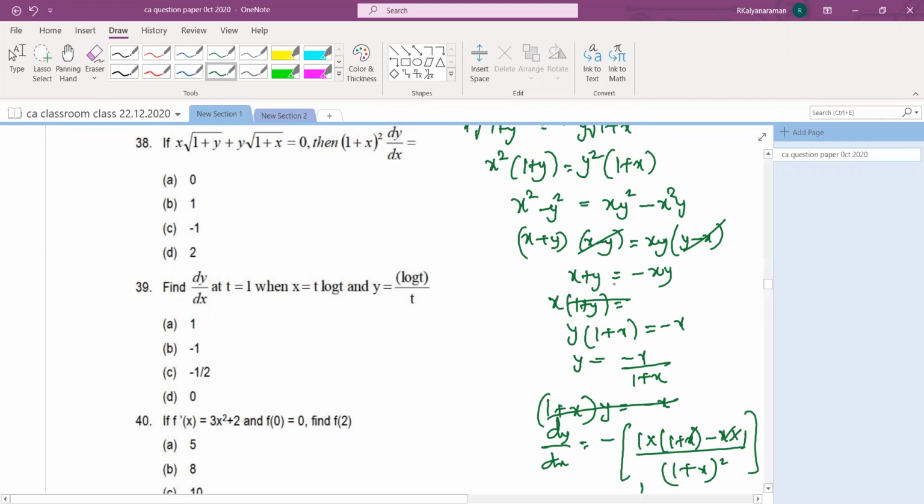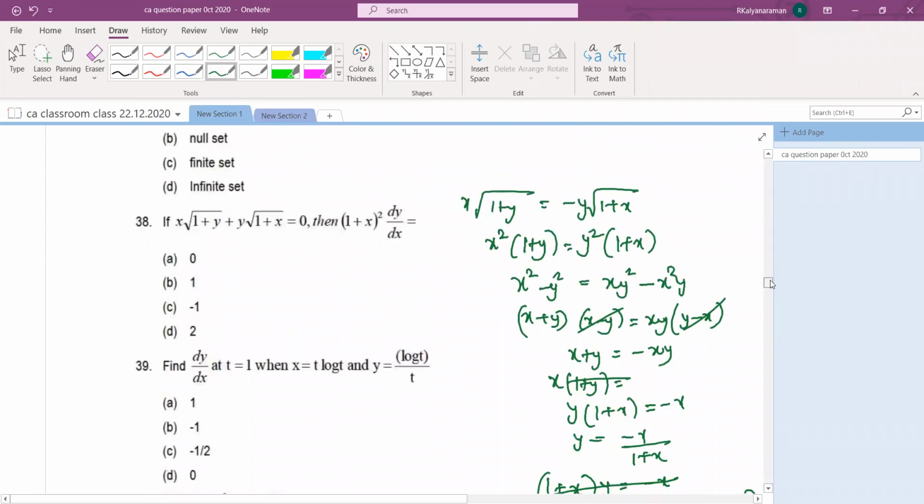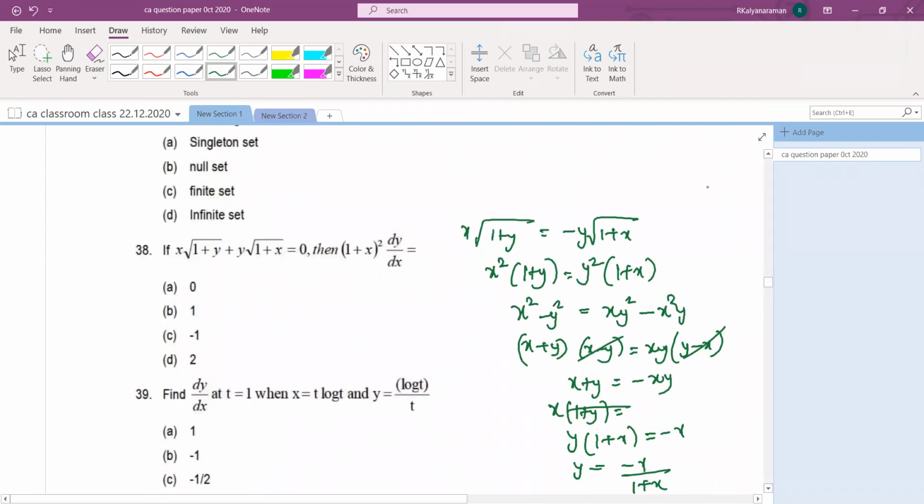From the question, see what I'm doing. I'm not directly differentiating both sides with respect to x. I'm first reorganizing the terms so that everything has become only x.